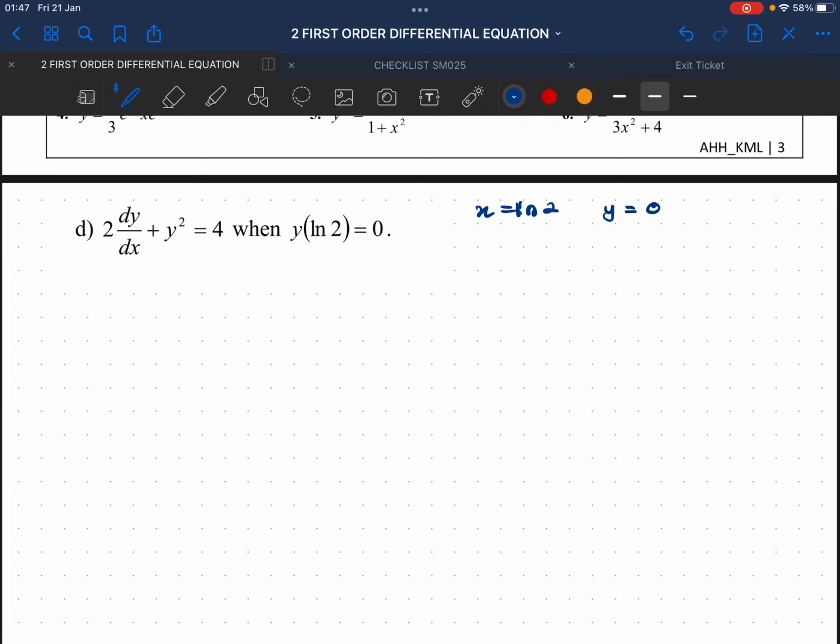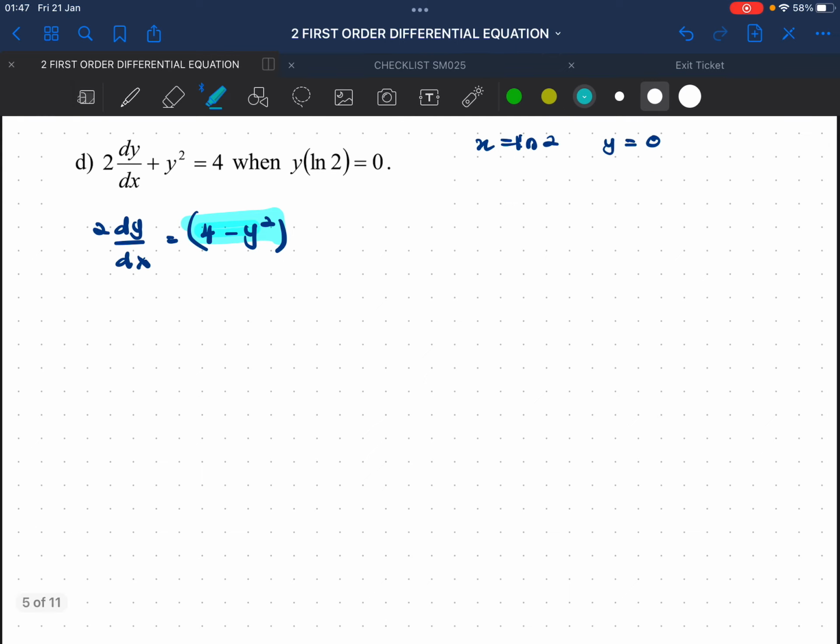So first step, just separate everything. How are we going to separate this? First, move this to the other side. Okay, so we have 2 dy over dx equals 4 minus y squared. That's one thing. Consider this as one expression. Okay, so now we are going to move dx to the other side. So we have 2 dy equals (4 minus y squared) dx.